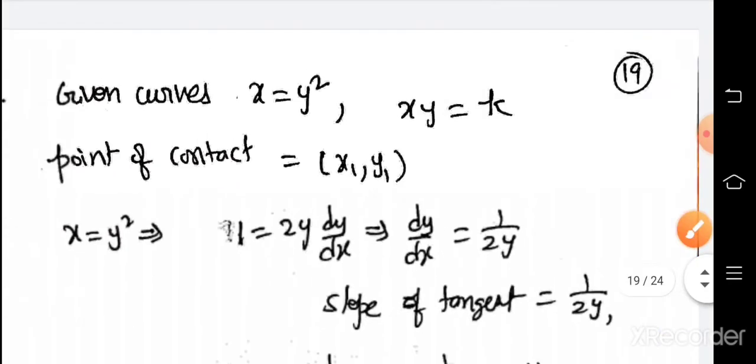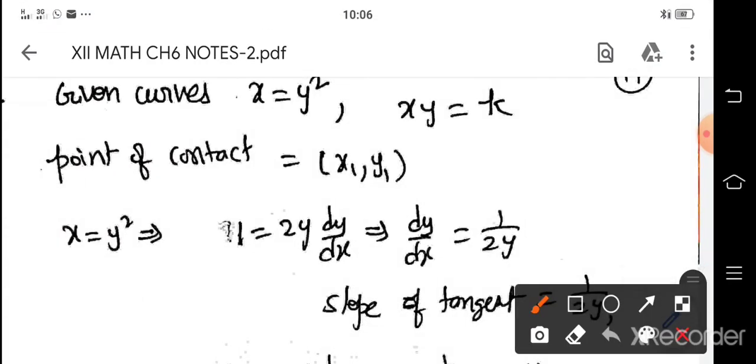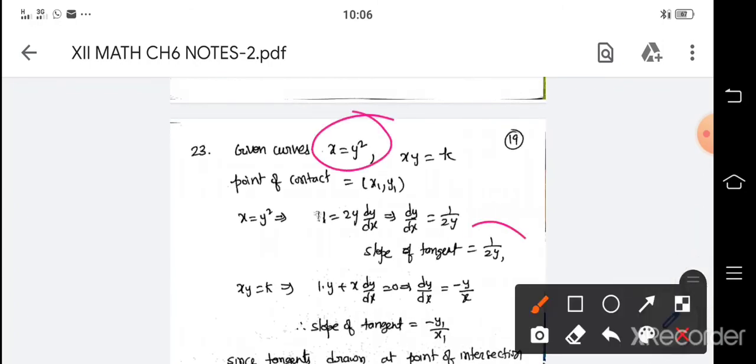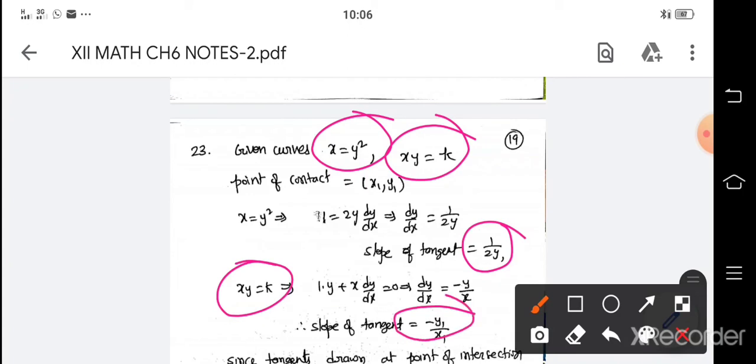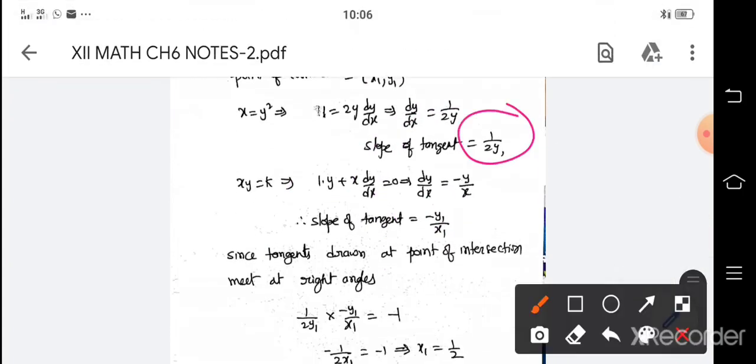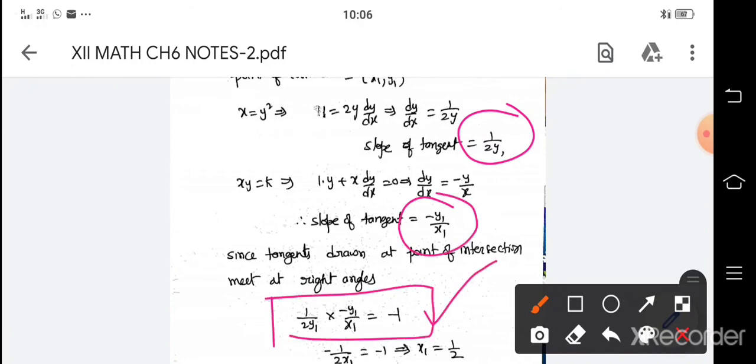Look, I found the slopes. Using x is equal to y square, we get one slope. Using xy is equal to k, we get another slope. These two slopes: 1 by 2y1 into minus y1 by x1, the product will be equal to minus 1, since the tangents drawn at the point of intersection meet at right angles. Cut at right angle means the tangents will meet at right angles.